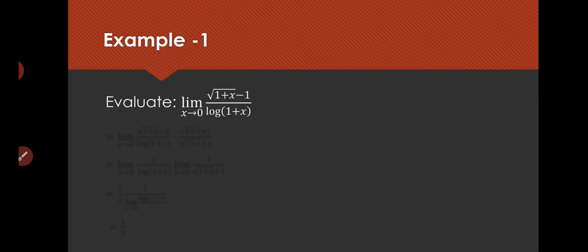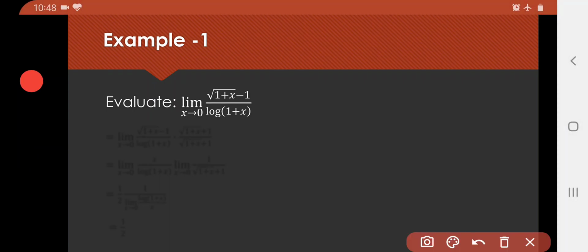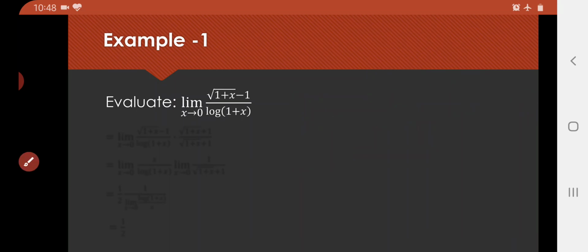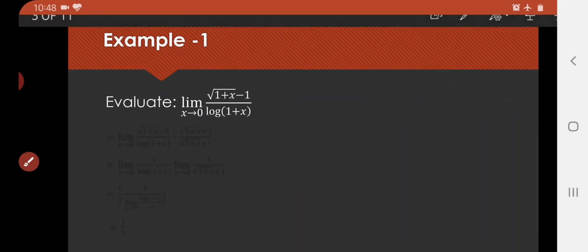Let us move to the second problem: limit x tends to 0, (root over 1 plus x minus 1) by log of (1 plus x). I know that I have a radical sign, so I have to rationalize it. But before that, the standard limit which we are going to make use of here is limit x tends to 0, log of (1 plus x) by x, that is equal to 1. So this is the standard limit, and we have to find where we can use it.